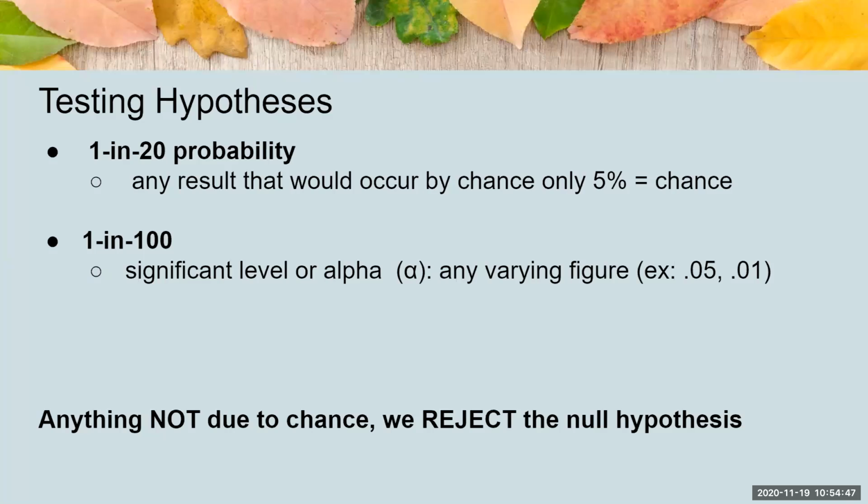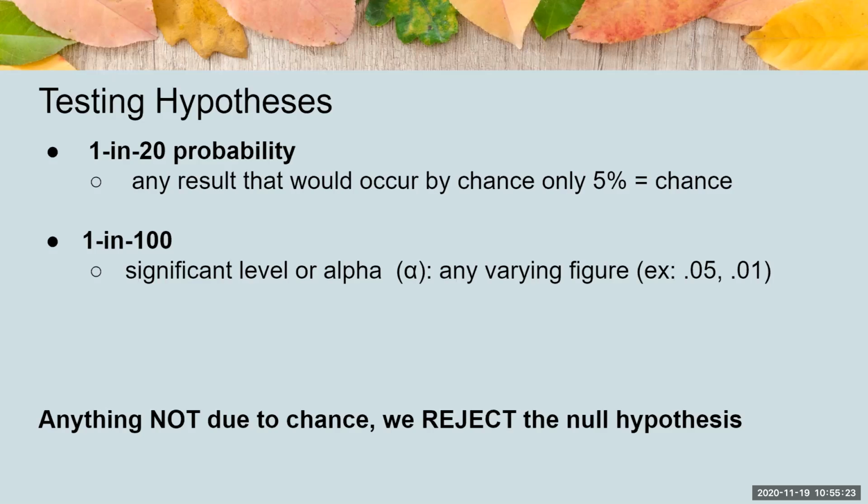So how do we know if the result has not occurred by chance alone? Well, we use what we call a 1 in 20 probability, which is where we claim that any result that would occur by chance only 5% of the time would probably not be due to chance. Sometimes, if we want to be more rigorous, we can use what we call a 1 in 100 criterion. So rather than claiming 5% would not be considered chance, we can say 0.05 or 0.01. Any number is up to us.